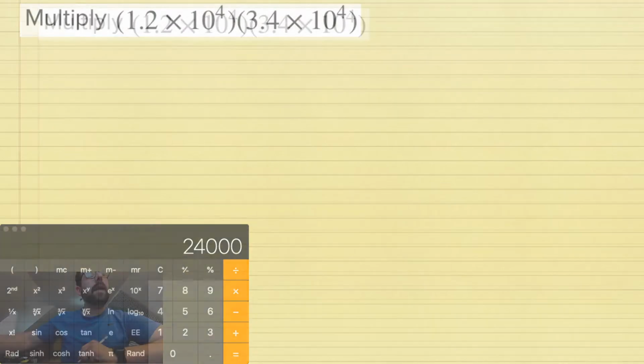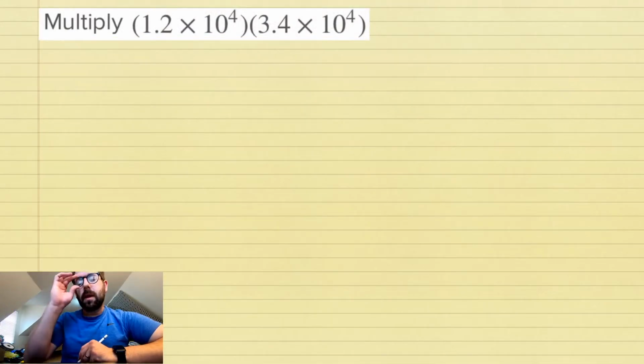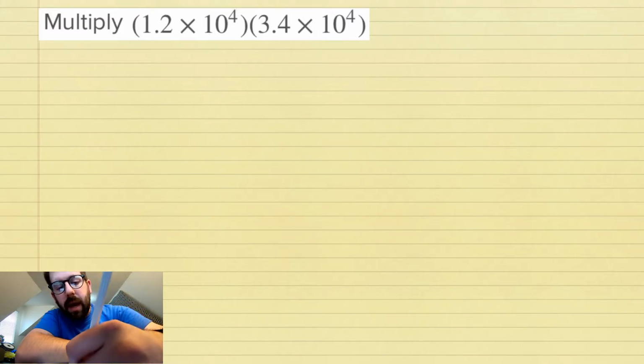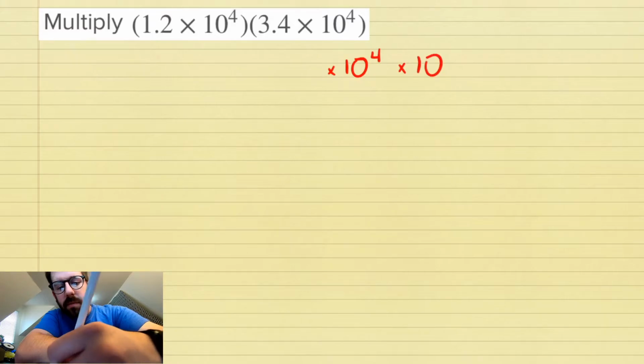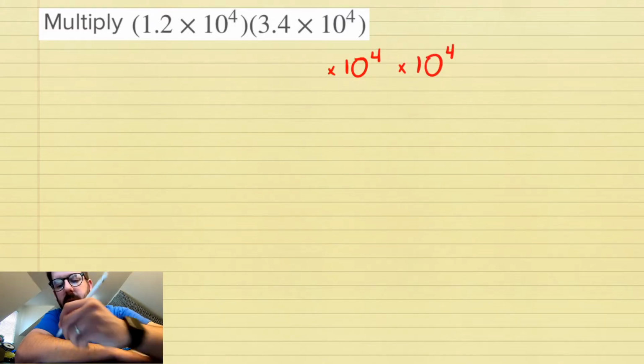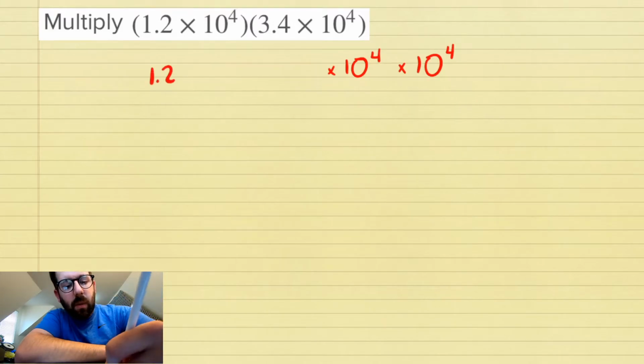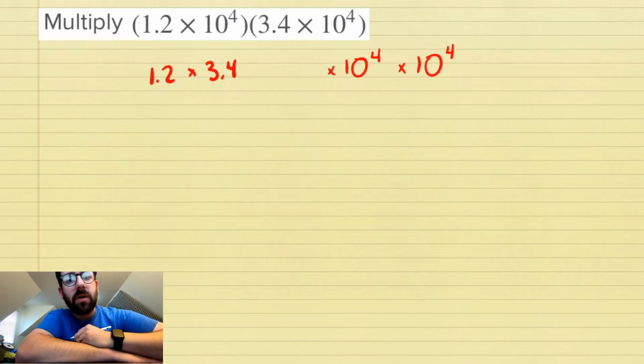Let me transition back. So if we're going to multiply these two numbers together, the times 10 to the fourths go in the back, and they're just like labels, right? So I'm just going to take that times 10 to the 4, times 10 to the fourth. Those go in the back, because when you multiply, the labels will change. In the front, I'm just going to take 1.2 times 3.4. Those are the leading numbers. I'm going to just multiply those.